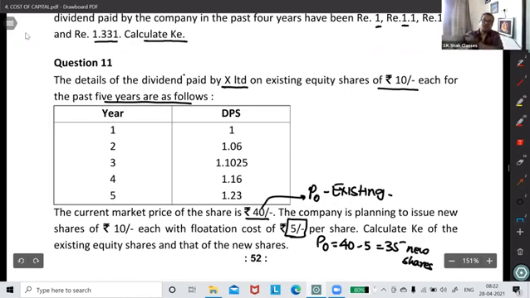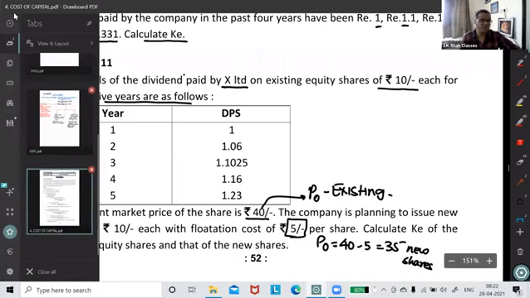Okay. Calculate K for both. Calculate K of the existing shares and that of the new shares. Okay, fine, we can do that. So let's start with the solution.